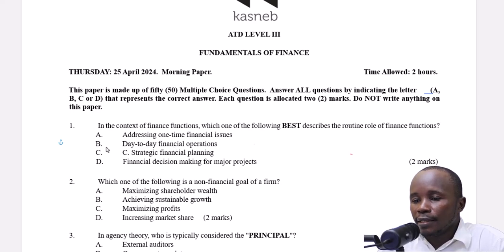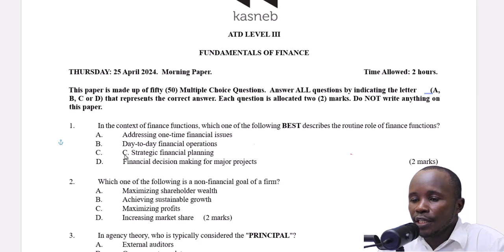Now, let's look at A, addressing one-time financial issues. Although addressing financial issues is a role of finance function, it is not just for one time. So we rule out A. If you move to D, you are told finance functions are there to make financial decisions for major projects. Although decision making for projects is part of the role of finance function, it is not just for the major projects. Even minor projects are considered. Therefore, we rule out D.